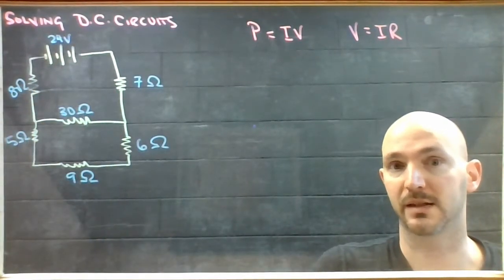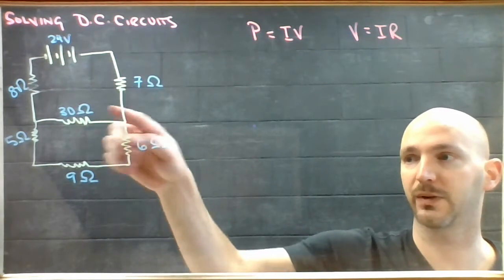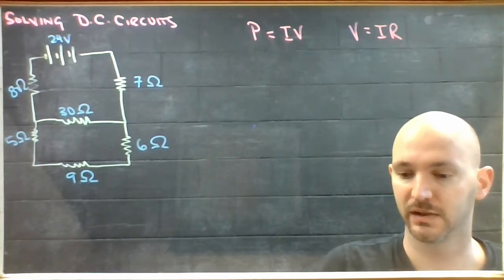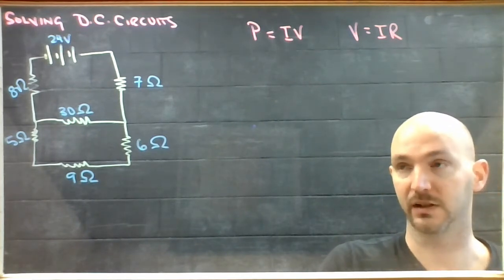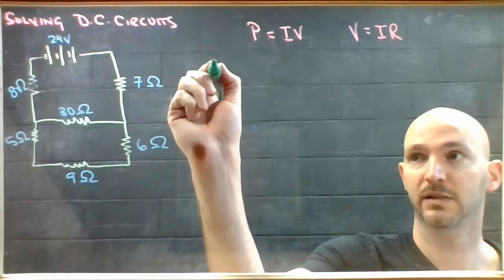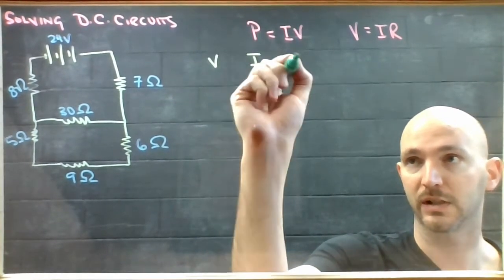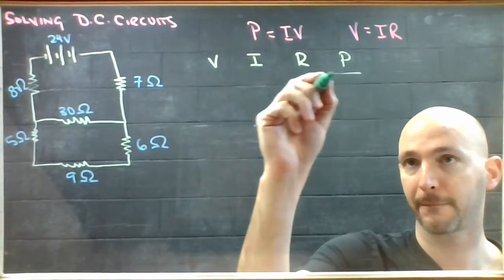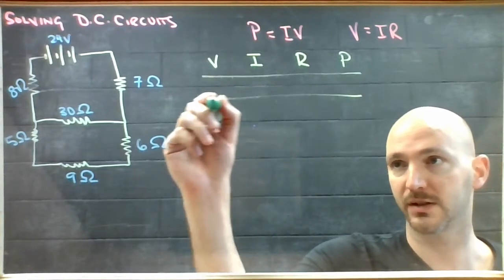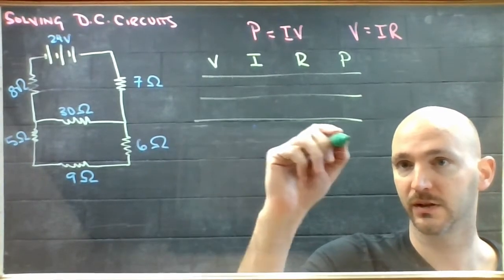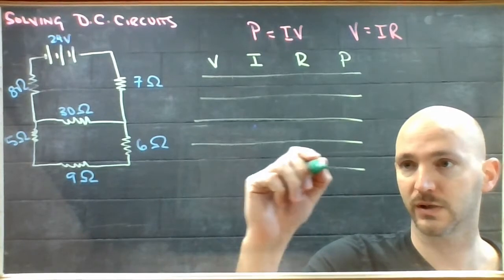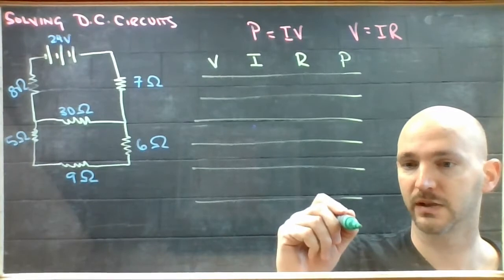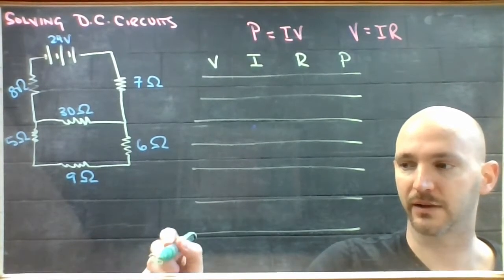Alright, so that's a monster there. I have 1, 2, 3, 4, 5, 6, 7 components, 6 of which are resistors, 1 is a battery. So I'm going to have to make myself a grande chart for this one. Volts, current, resistance, power, for 1 resistor, 2 resistors, 3, 4, 5, 6 resistors, and a battery.